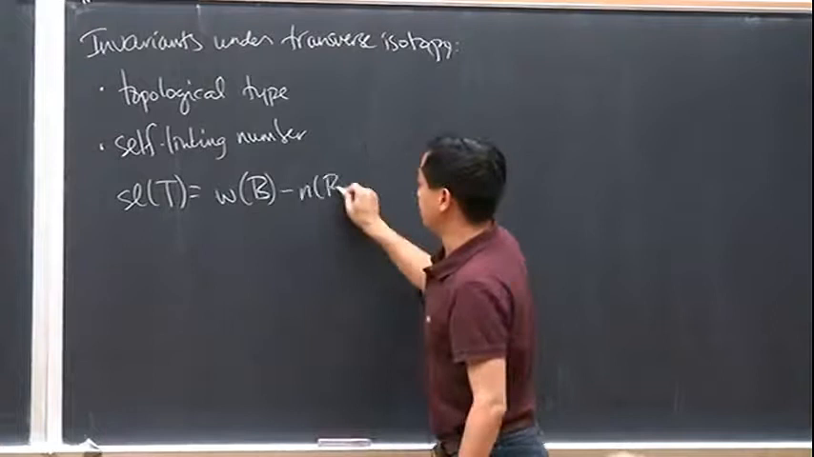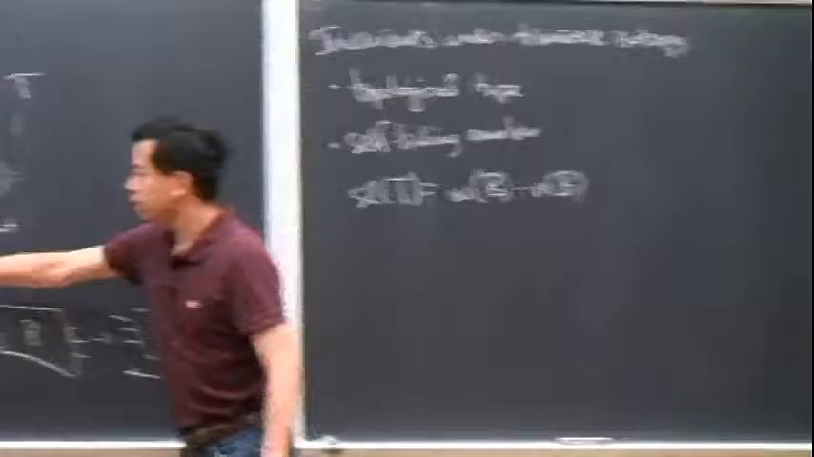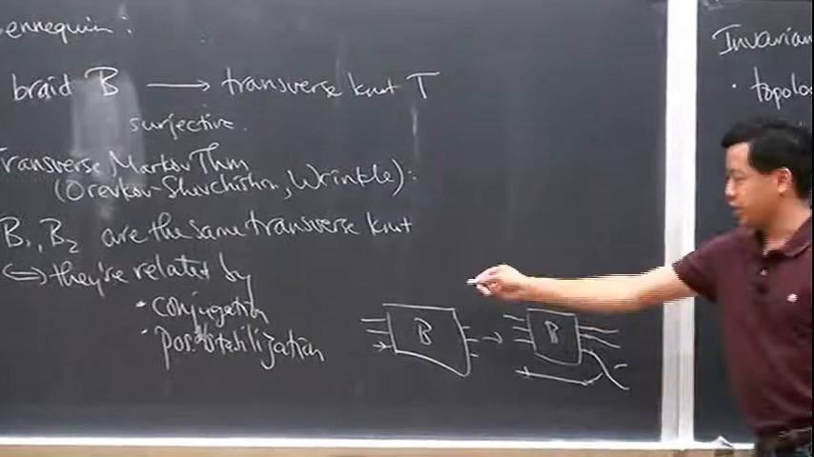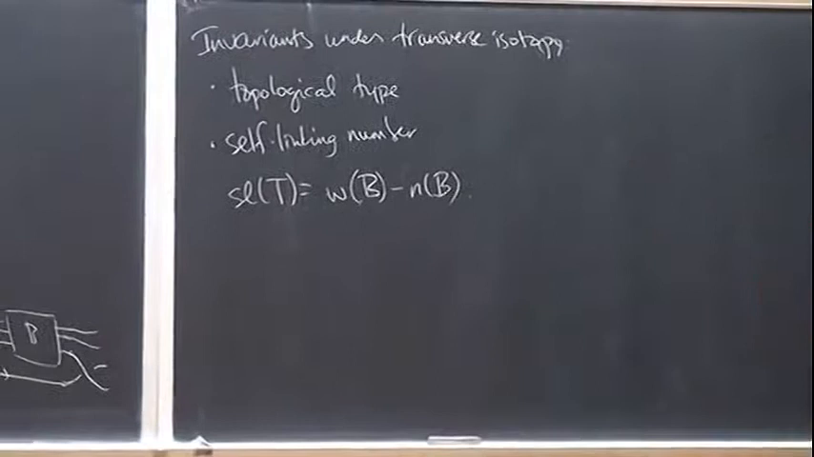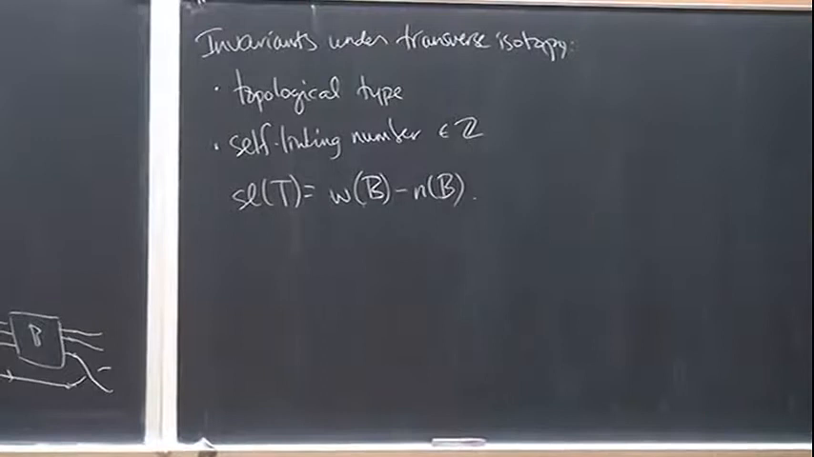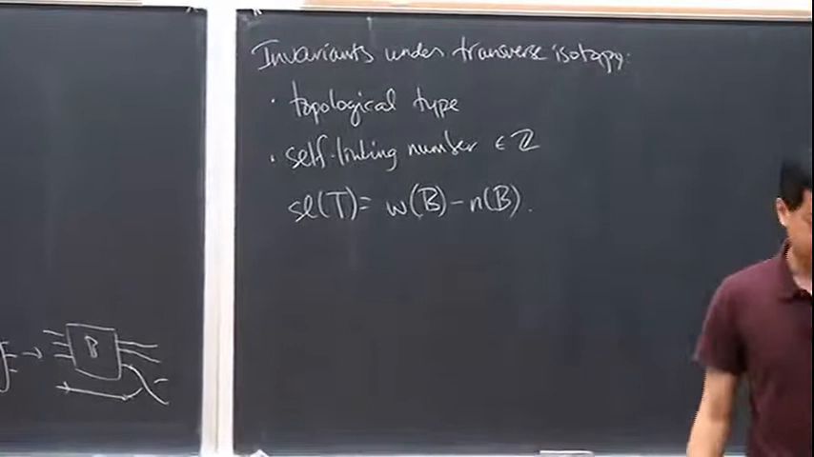So you can see it's self-evident that, given the transverse Markov theorem, this is an invariant. Conjugation doesn't change this, and positive stabilization is exactly set up so that each of these increases by one under positive stabilization, so the difference remains the same. So this is just an integer. In fact, for one component knots, this is always an odd integer.